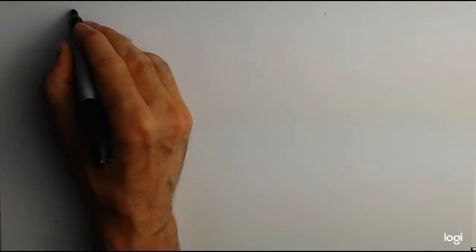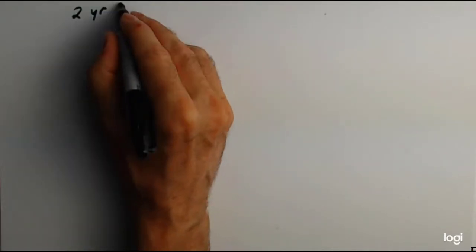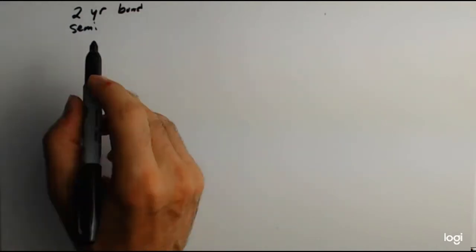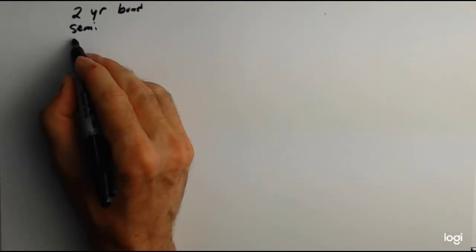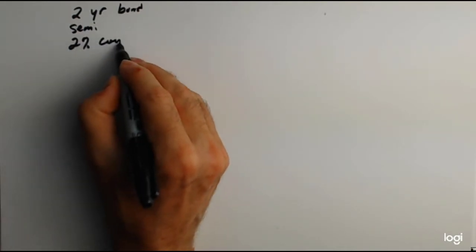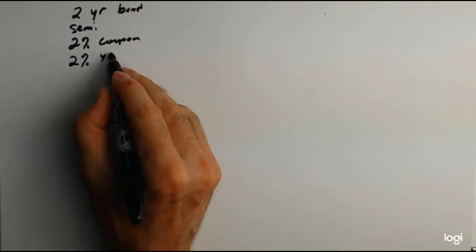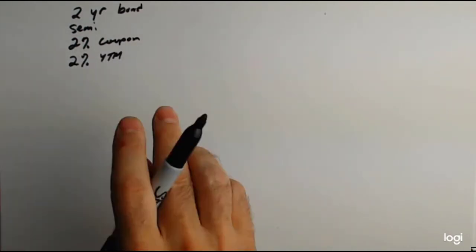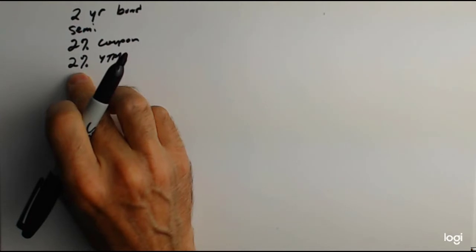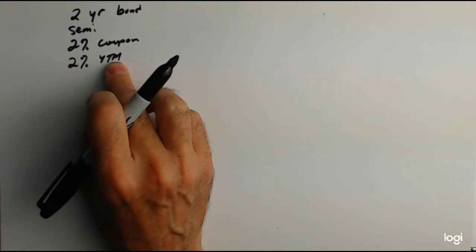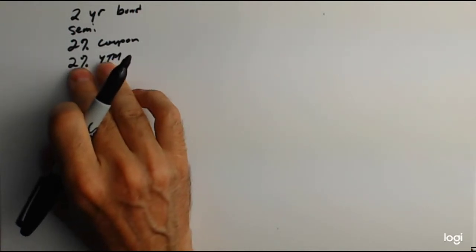Probably the best way to introduce zeros is through coupon bonds. So let's start out with a 2-year bond. It pays interest semi-annually, every 6 months, and we're going to say the coupon is 2%. And we're going to say that there's a 2% yield to maturity in the world. What that means is investors are pricing this bond so that they expect to earn a 2% yield to maturity. It's what they hope to earn.